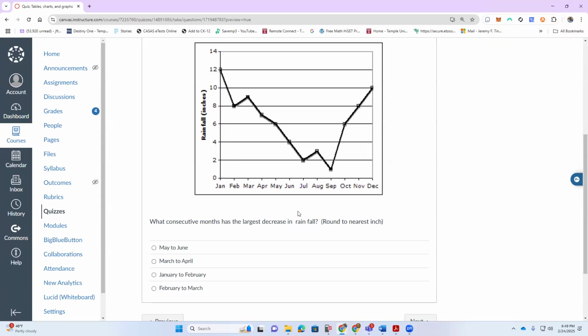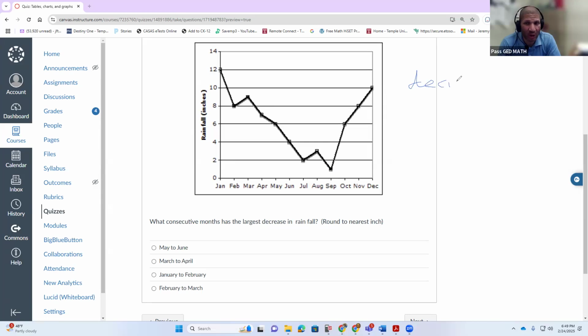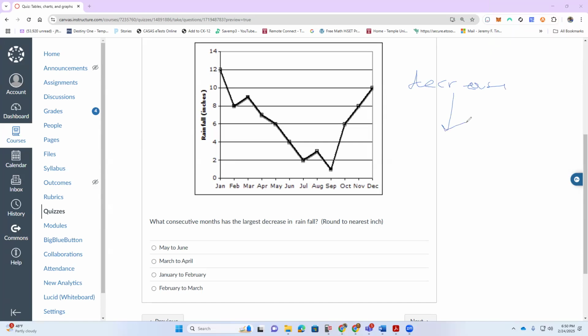Okay, the lowest decrease would be in September. Okay, so you said decrease. Yes. Okay, let's see. So September is the lowest decrease. Yes. What does decrease mean? Like the lowest one. No, that's called your minimum. Decrease means to go down. Yeah, to go down. So which rainfall from month to month did it go down the most?